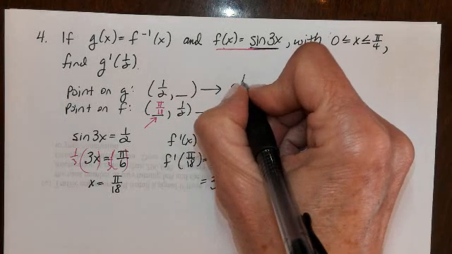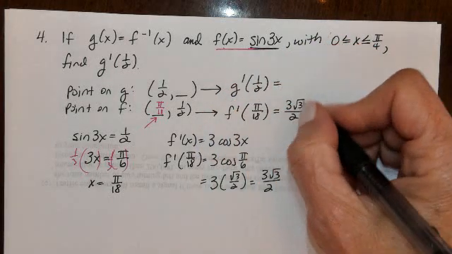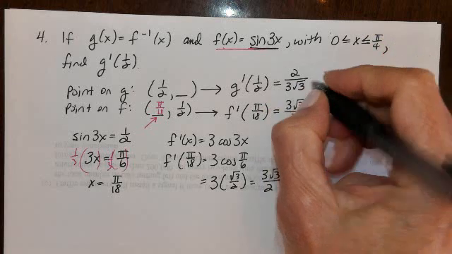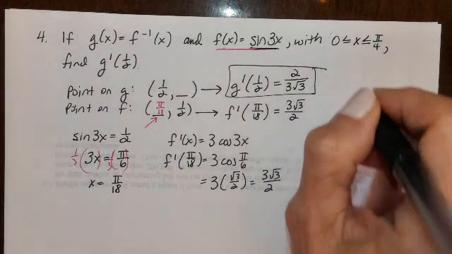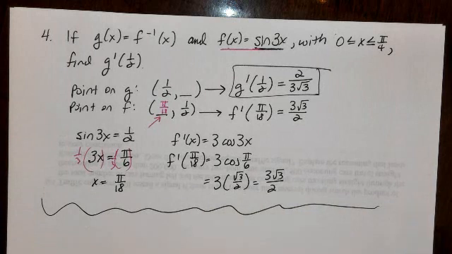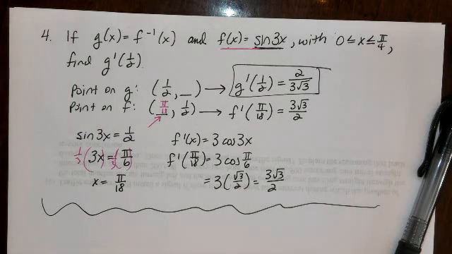Therefore, g prime at its x value is the flip of this. So 2 over 3 square root of 3. Okay? Fun with inverse functions. So go try it, see what you think, bring me your questions.